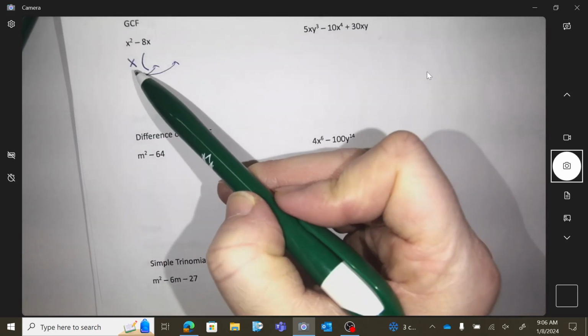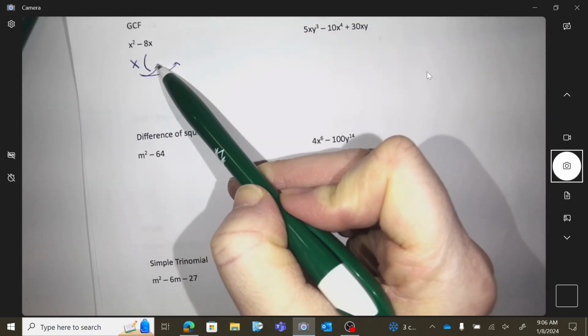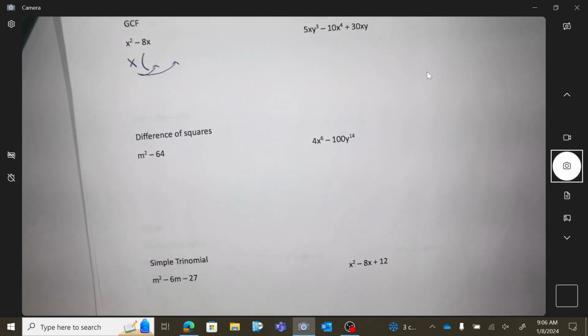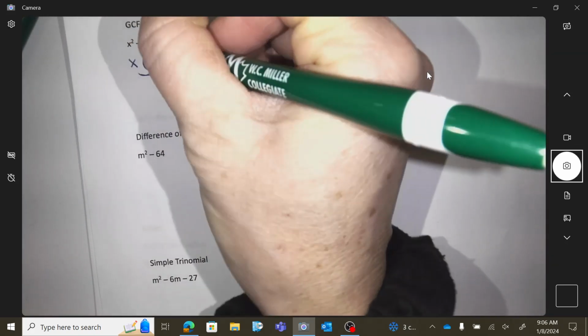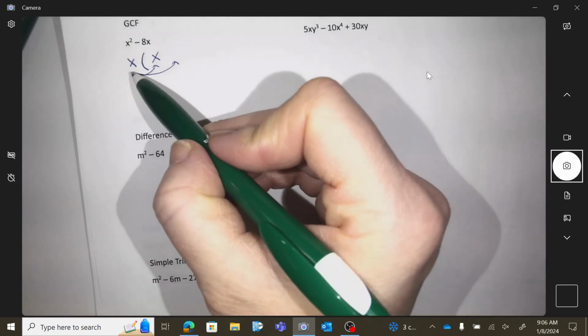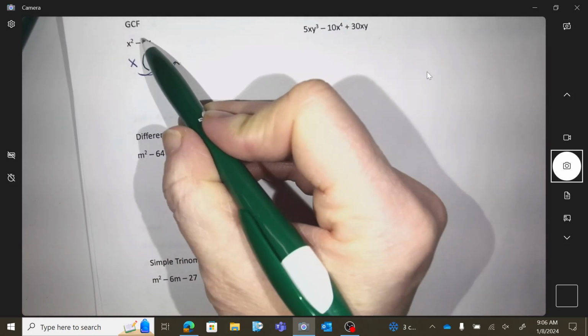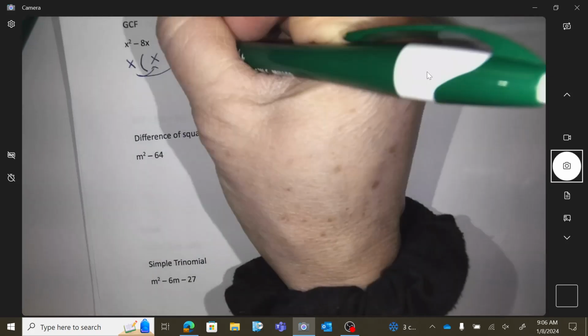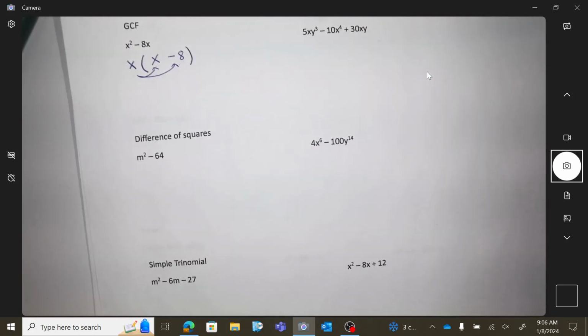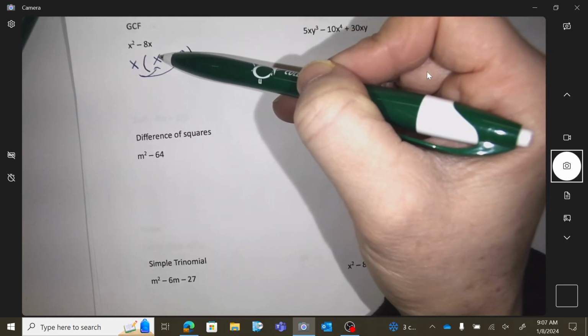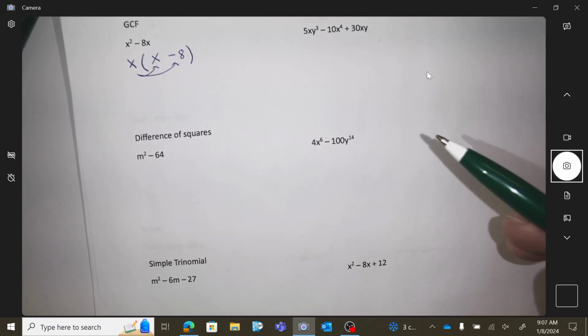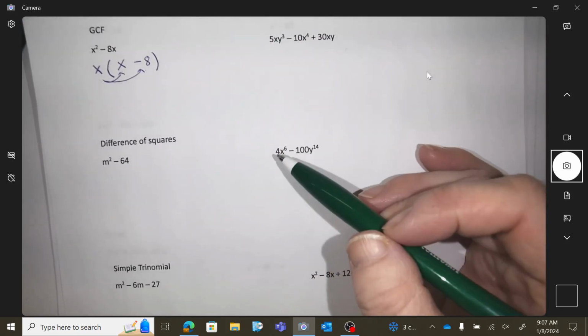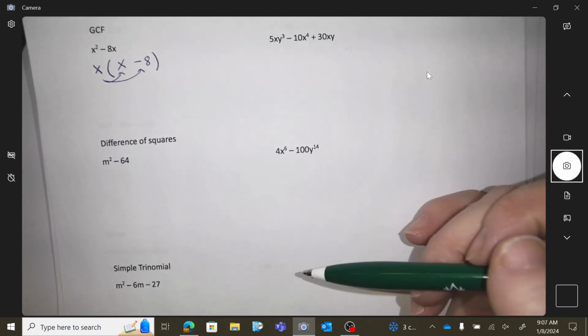Okay, so here's what I'm going to do. X times what would get me x squared? X times x. X times what gets me minus 8x? Okay, and you can always multiply that, and then whatever you multiply should make this, x squared minus 8x.